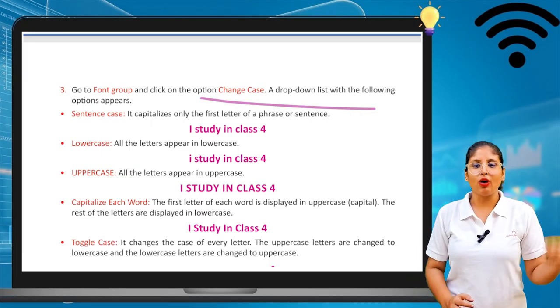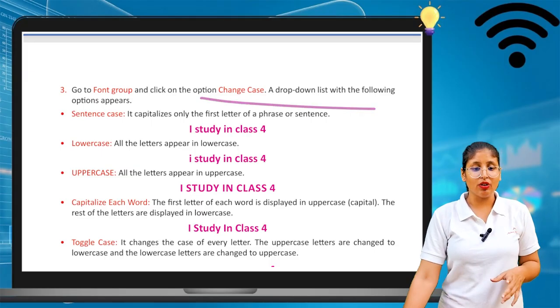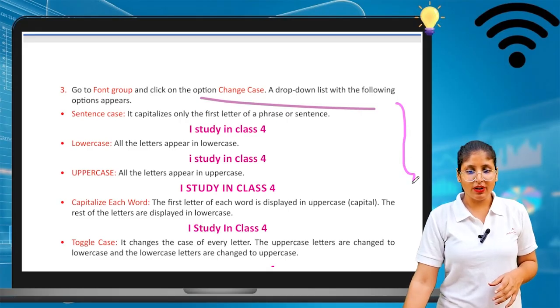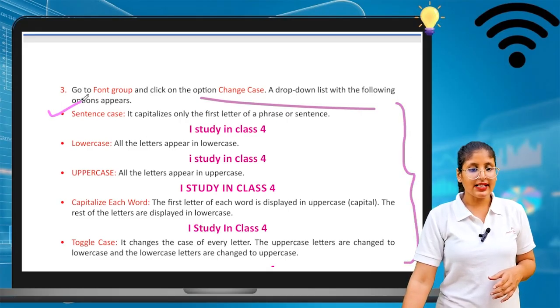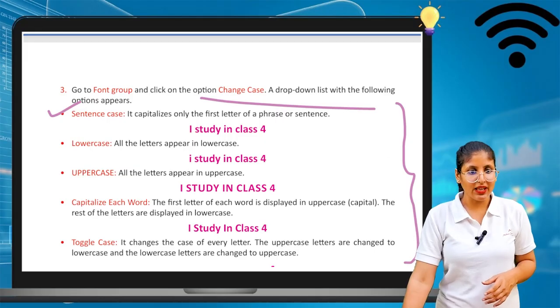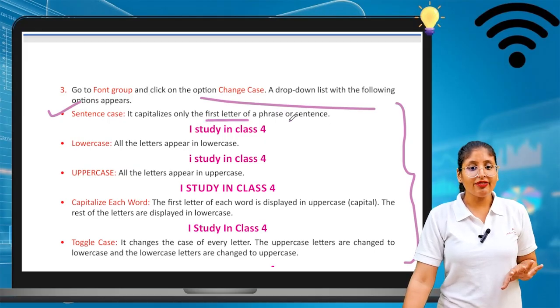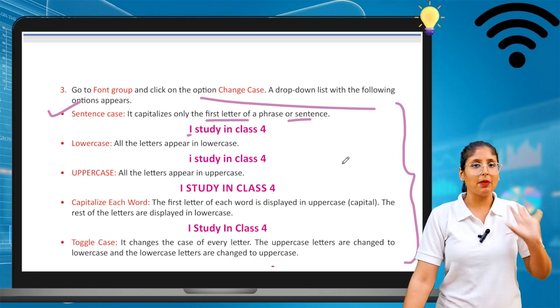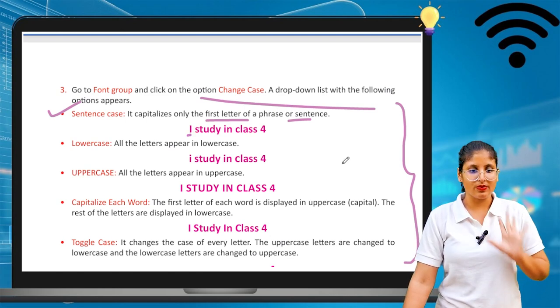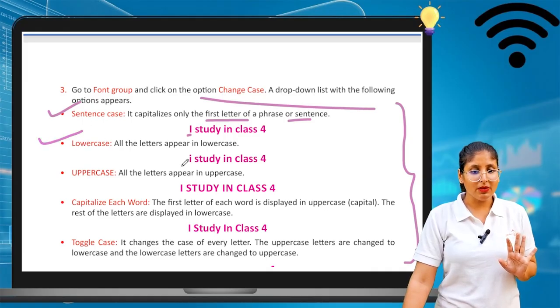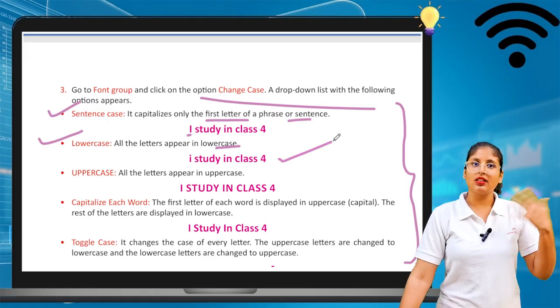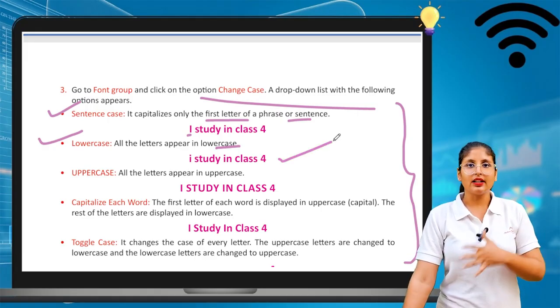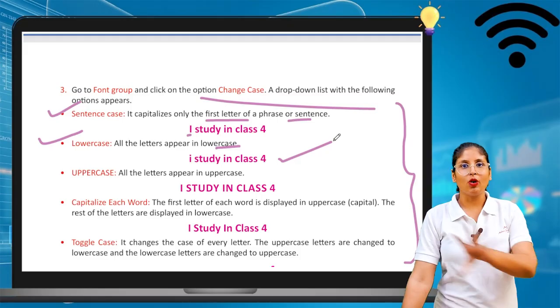A drop down list with the following options appears. So here we can see lots of options appear. First option is sentence case. Sentence case means it capitalizes only the first letter of the phrase. Here we can see the first letter of that phrase is in capital letter with the help of the sentence case option. Next, lowercase option means all the letters appear in lowercase. Here we can see all the letters, whether the first letter or last letter, appear in the smaller case.